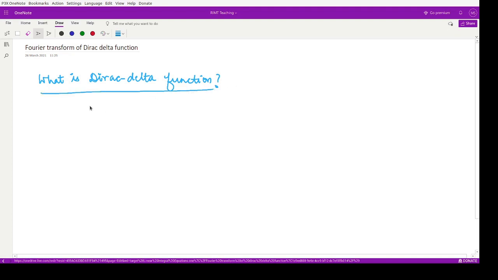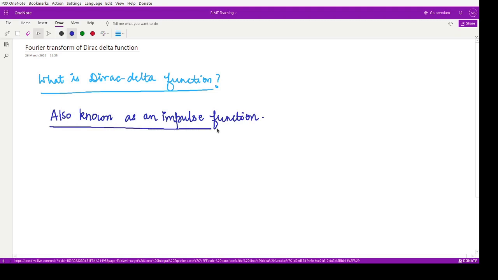So this function is also known as an impulse function. What is an impulse function? An impulse function is that which represents an instantaneous force at a certain point. For example, in many applications the force exerted at a certain point is infinite in nature. Suppose there is an earthquake occurring. So what we do, we represent this force through an impulse.